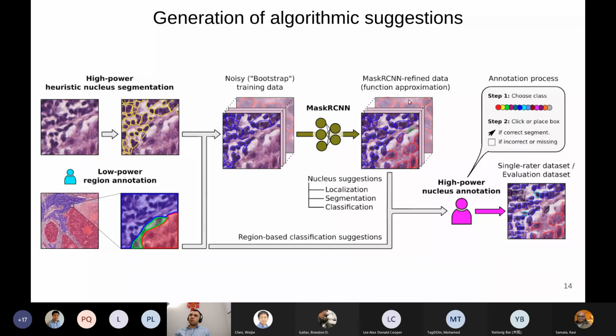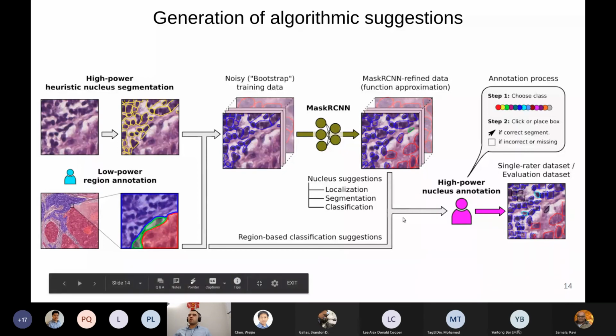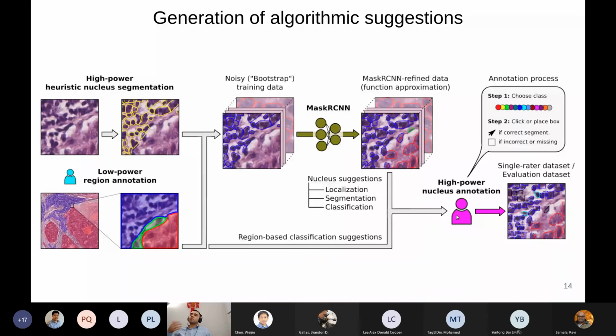These are the boundary and high power suggestions. And then the participants can look at both the high boundary suggestions as well as the region suggestions when they make their final assessment of what that nucleus is. And that's how we generate our data sets.